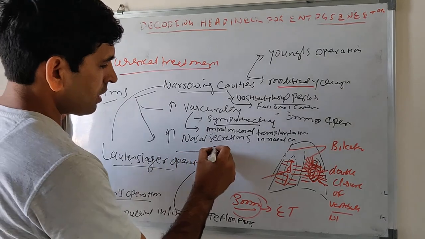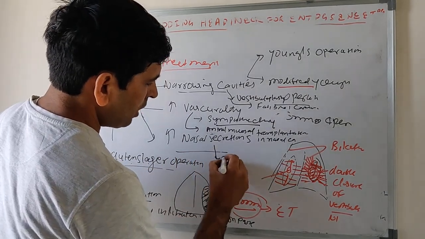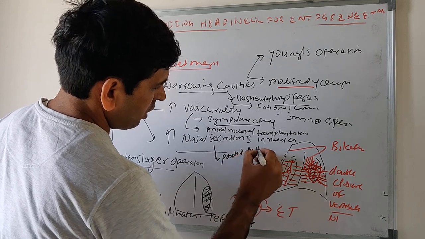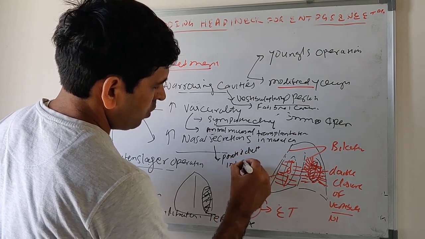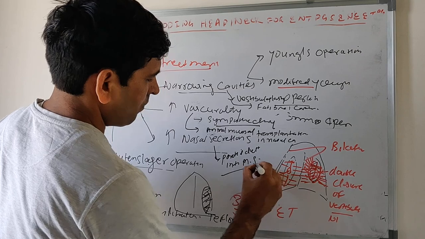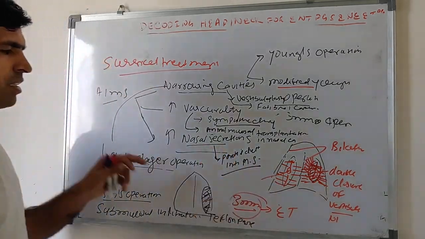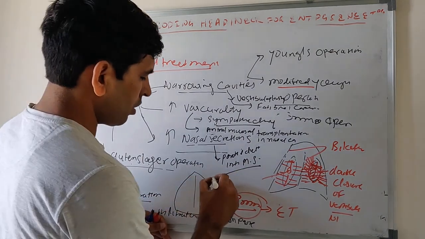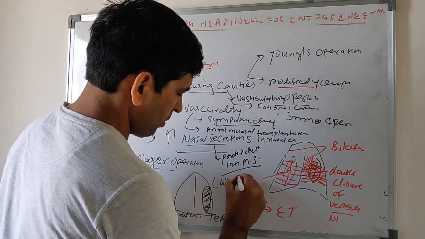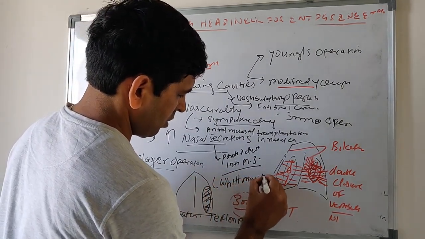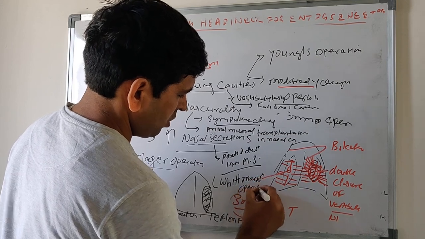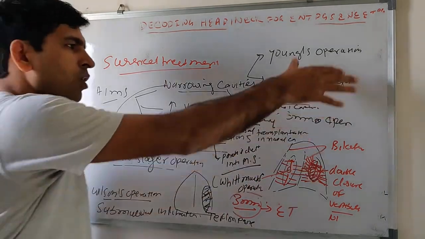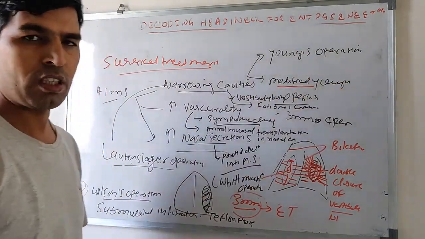For increased nasal secretion, you may transfer the parotid duct into the maxillary sinus. This is called the Wittmaack operation. So these are the common surgeries. The most common are Young operation and modified Young operation. Thank you so much.